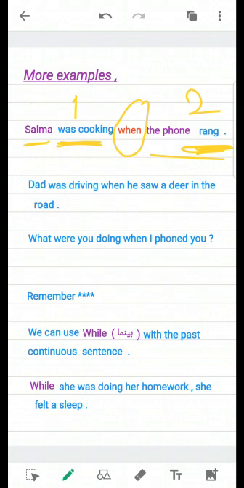The second example. Dad was driving when he saw a deer in the road. Was driving. Dad is singular. When is the conjunction and the simple past is saw.